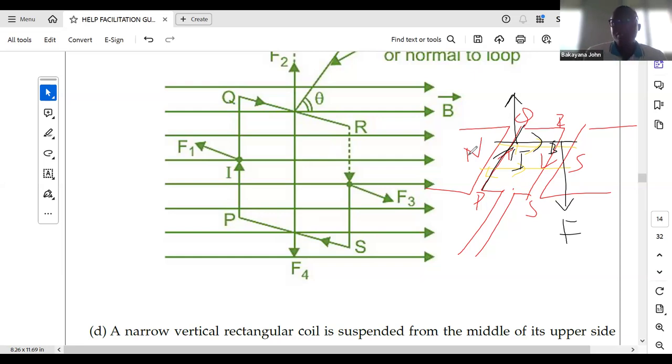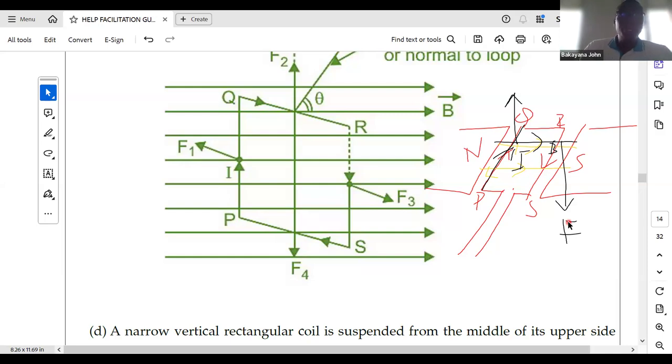So on one side, we have an upward force. On the other side, we have a downward force. And we say that these two forces constitute what we call a couple. So what is a couple? A couple is simply two forces that act in opposite direction, but are of the same magnitude. So if one is pushing upward, another one is pushing downward, this metal frame will be forced to turn.